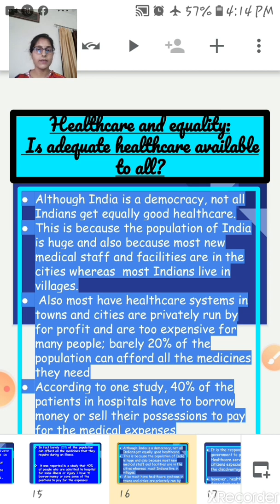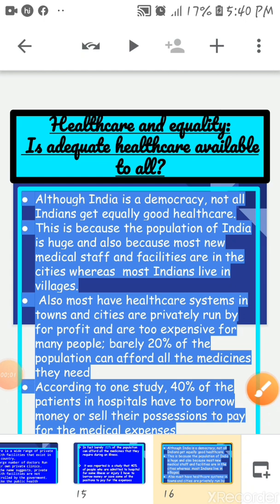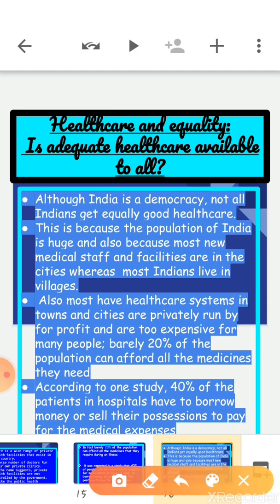Is adequate healthcare available to all or not? So our next topic is healthcare and inequality. Children, as we know, although India is a democratic country, not all Indians get equally good healthcare facilities. Basically, in India we are facing a problem. Now, what kind of problem are we facing?